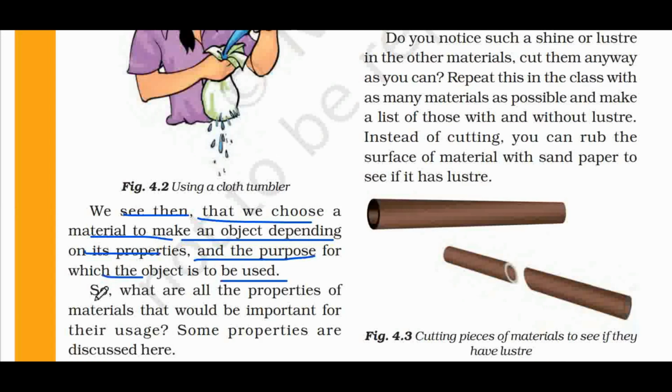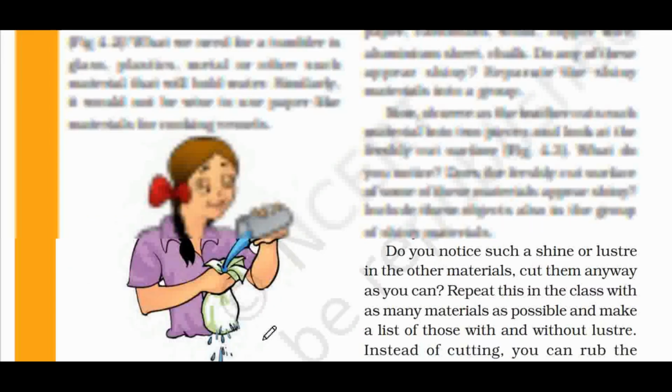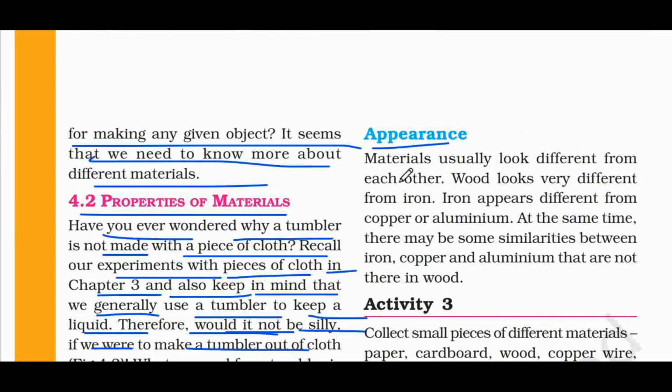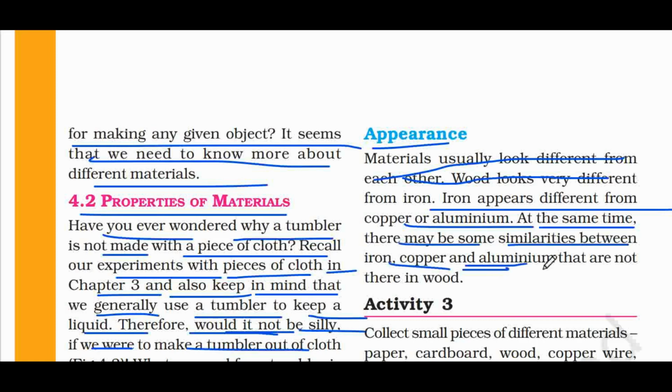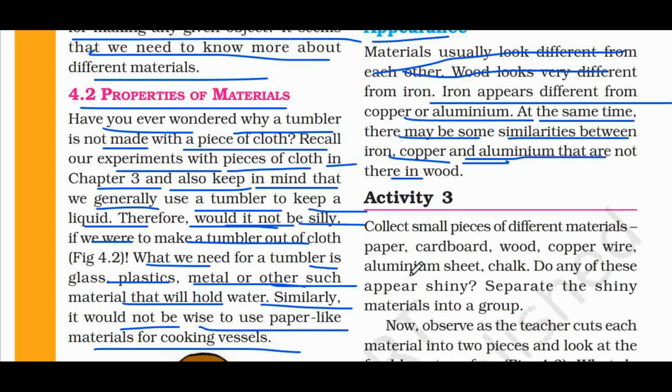So, what are all the properties of materials that would be important for their usage? Some properties are discussed here. Appearance. Materials usually look different from each other. Wood looks very different from iron. Iron appears different from copper or aluminium. At the same time, there may be some similarities between iron, copper, and aluminium that are not there in wood. Activity 3. Collect small pieces of different materials: paper, cardboard, wood, copper wire, aluminium sheet, chalk.